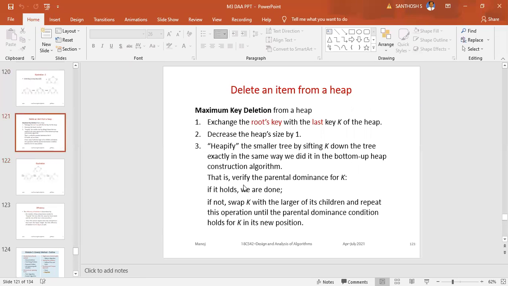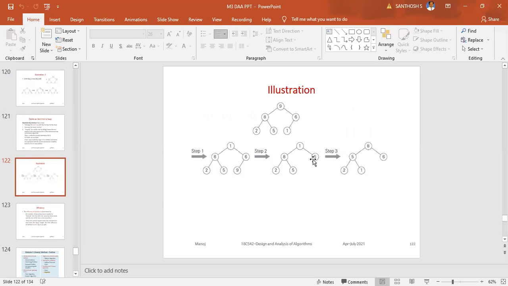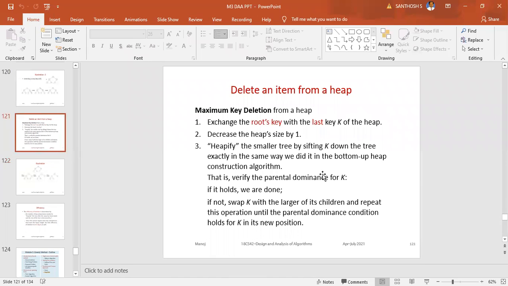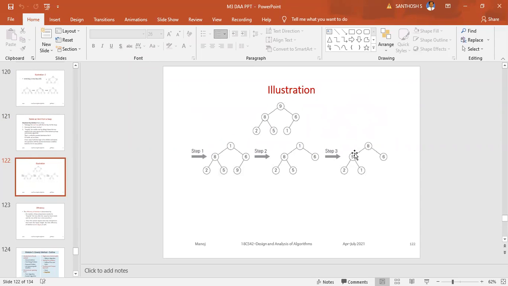Step 2: now after that, decrease the heap size by 1. Decreasing the heap size by 1 means you are deleting that particular 9. So 1 is here with 8, 6, 2, 5. 9 is deleted. Step 3: after that, heapify the smaller tree by shifting K down the tree exactly in the same way. Now you see 8 with 5. 8 is greater than 1, so you move 8 here and 5 here. That is shifting the key. So in the last step, 8 will go here and 5 finally will be getting like this.